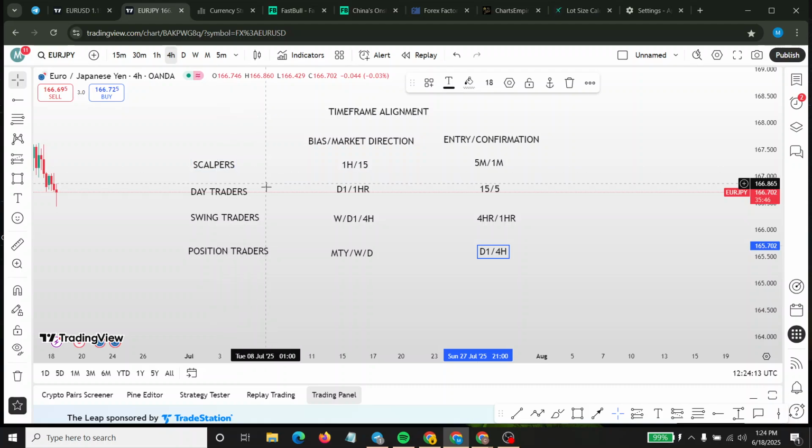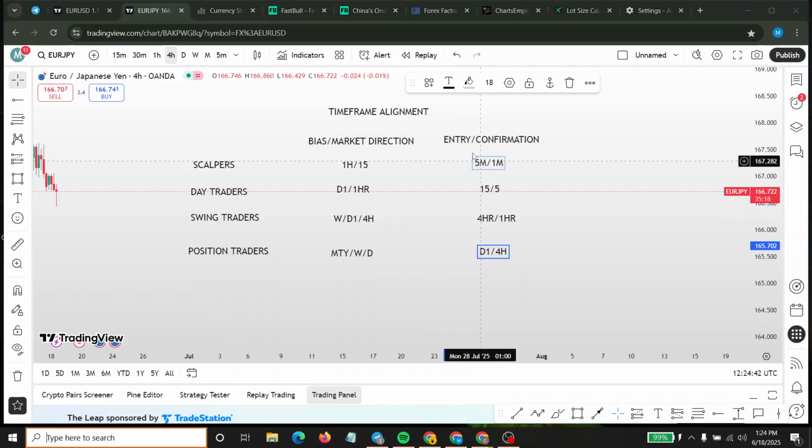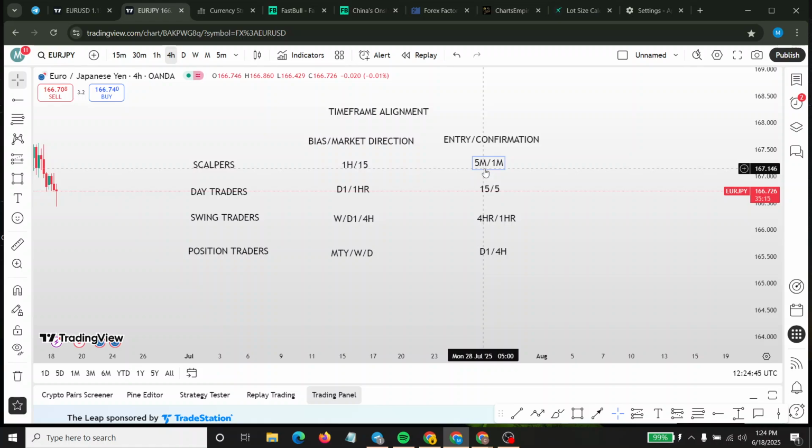So for scalpers, we can see scalpers start their market direction on the 1 hour. The bias here means they want to know the overall range of where they are trading. Sometimes they might make use of the 1 hour, and sometimes the 15 minutes. If they are able to get their bias, the 1 hour will serve as the bias, and the 15 minutes will serve as the market direction. So they want to make their entry on the 5 minutes or the 1 minute.